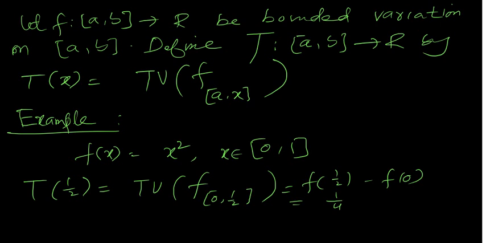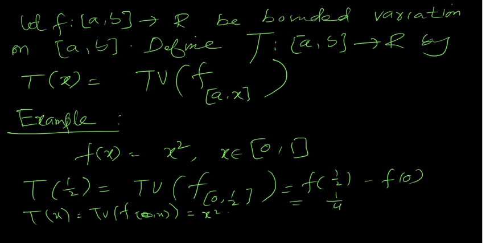In general, you want to find T(x), which is the total variation of f over the interval a to x, and it is equal to x squared. You can see it because the function is a monotonic increasing function, therefore total variation is equal to the difference of the values of the function at the end points. So that's f(x) minus f(0), which is 0 to x.